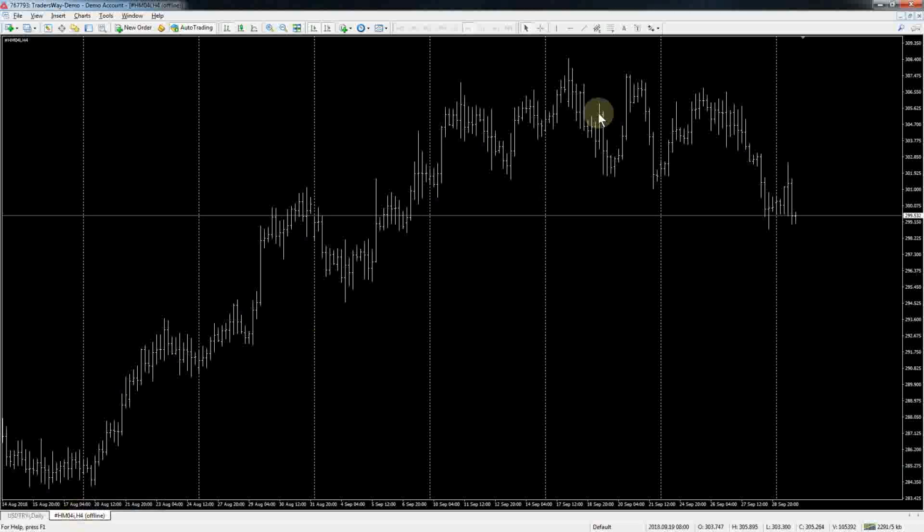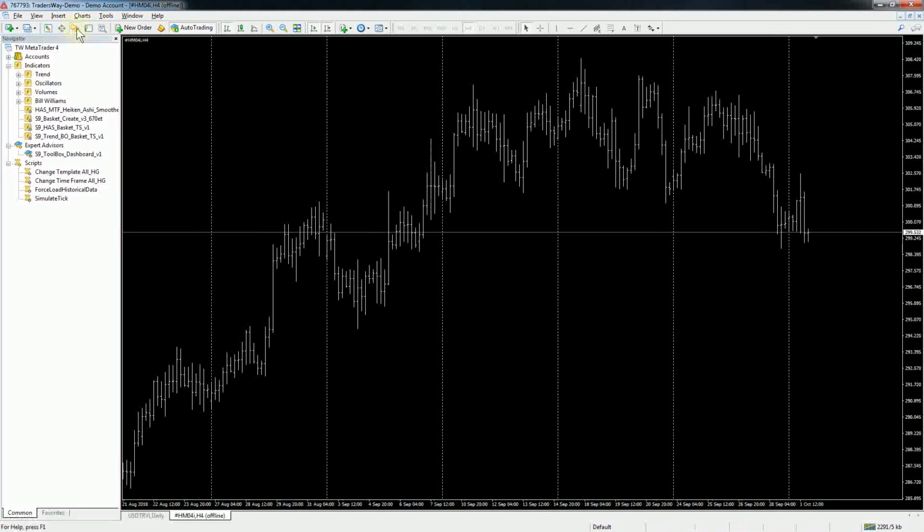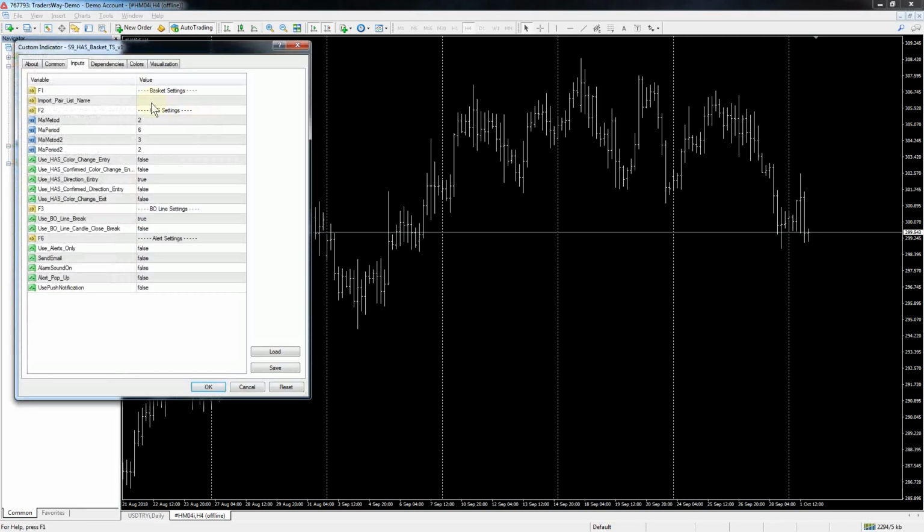Okay, looks good. Now what we're going to do is put the HAS basket TS, the one we're going to be looking at. And remember, we got to put the name in here so it trades the proper pair, otherwise it will not trade properly. And we're going to use a 2632 HAS. And I'm going to use the color direction. And it's not going to be confirmed. That just means it can be either color. So it may flicker on us if it's in the process of changing from one to the other. But we're going to try it this way. Direction entry, not confirmed.